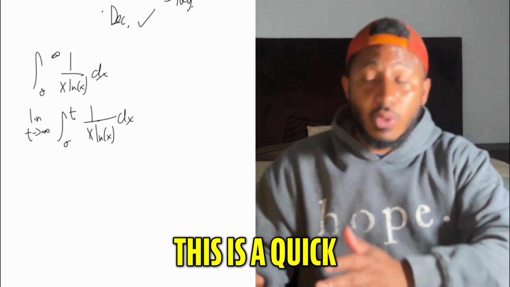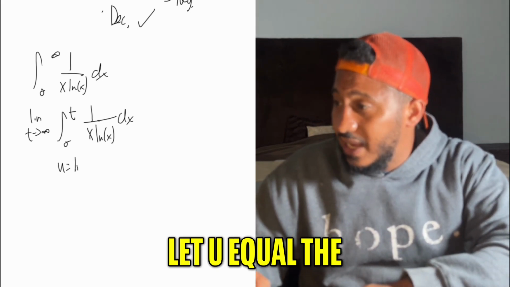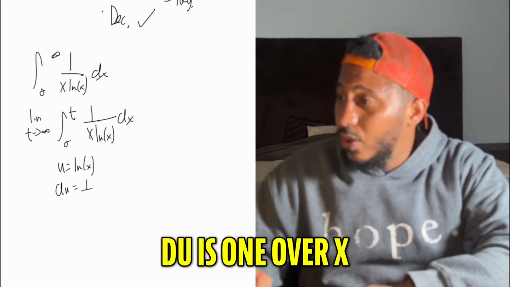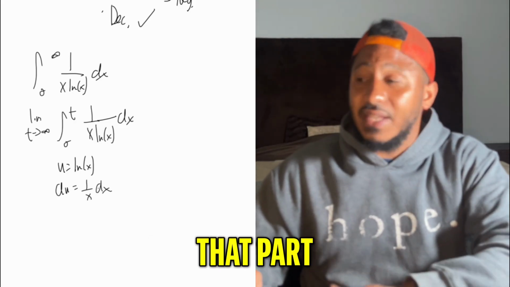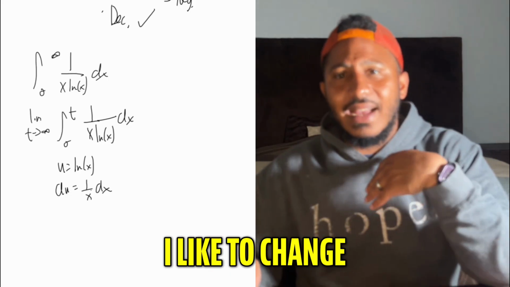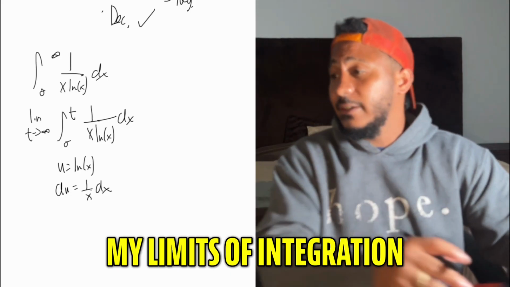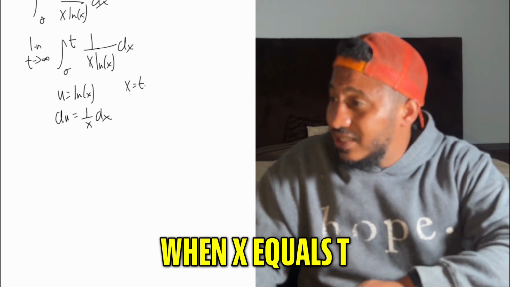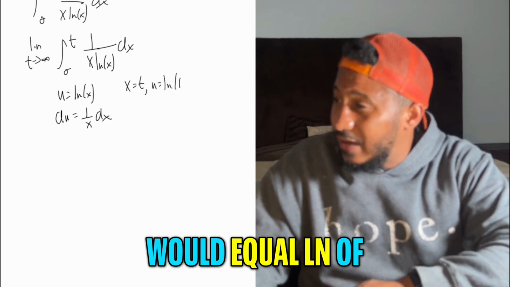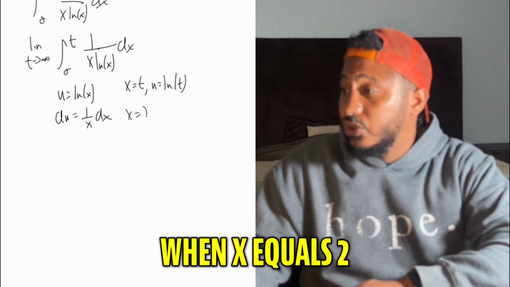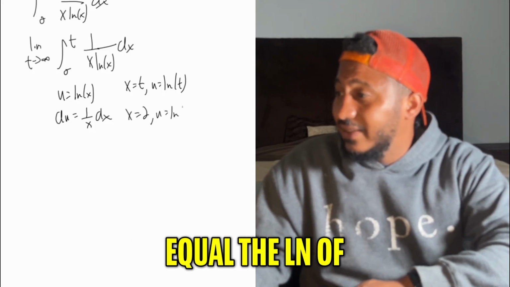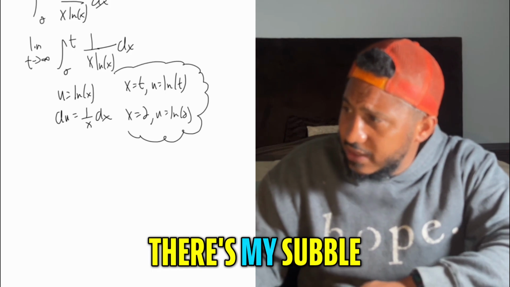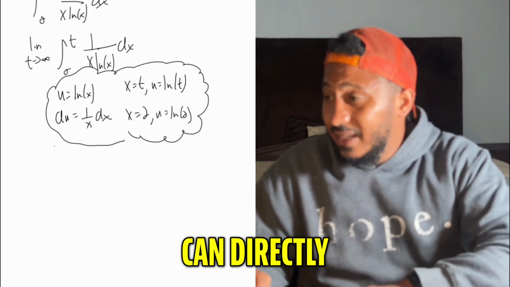Now, again, this is a quick u sub, right? Let u equal the ln of x. The reason we know that is because then du is sitting in the problem. du is 1 over x dx. That's the rest of that part. Now, when we do a u sub, typically I like to change my limits of integration so I don't have to back substitute at the end. Meaning we know, okay, when x equals t, then u would equal ln of that t. When x equals 2, u would equal the ln of that 2. And so there's my sub bubble. I call it a subble. Okay, there's my subble. And so now we can directly substitute, right?